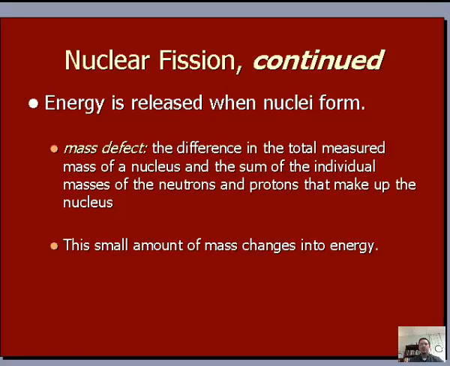So energy is released when these new nuclei form. We have something called mass defect. This is the difference in the total measured mass of a nucleus and the sum of the individual masses of the neutrons and protons that make up the nucleus. The small amount of mass changes into energy.